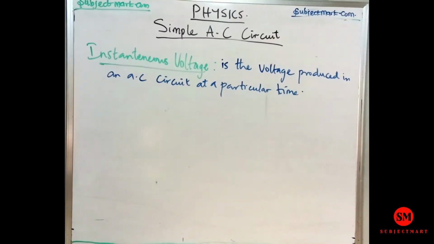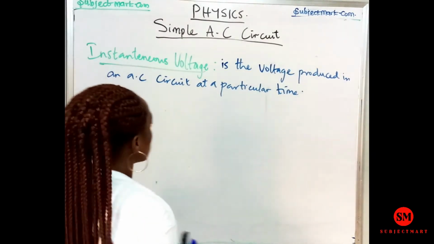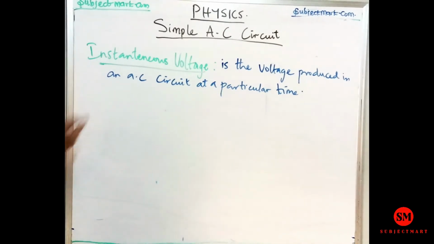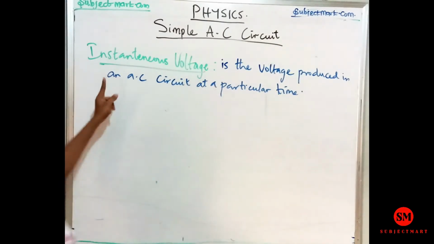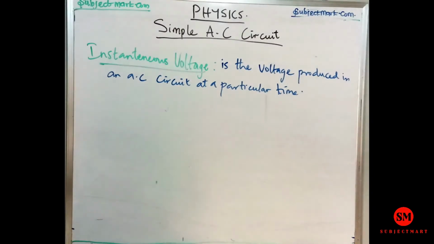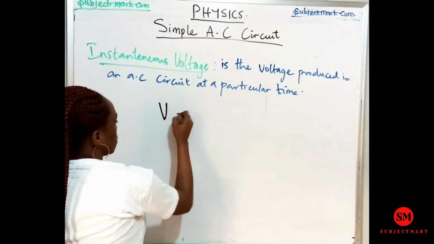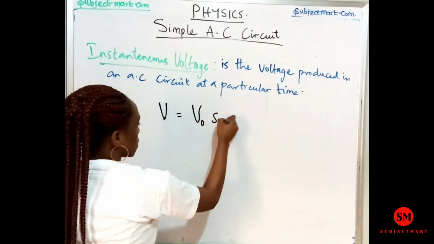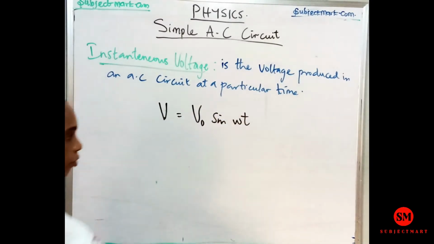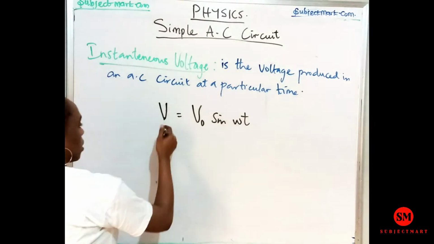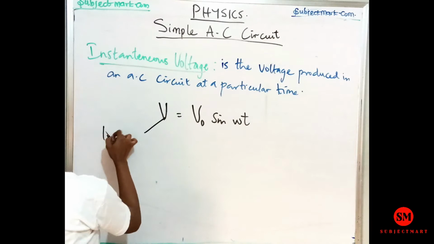Just like we have instantaneous current, we also have instantaneous voltage. Instantaneous voltage is the voltage produced in an AC circuit at a particular time, just like I explained instantaneous current earlier. And it's given by V = V naught sine Wt. Very similar to that of the current. This is our instantaneous voltage.